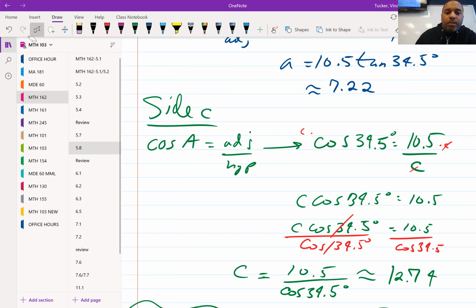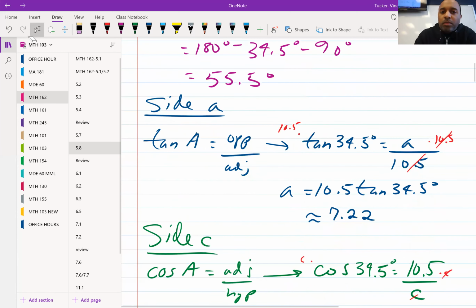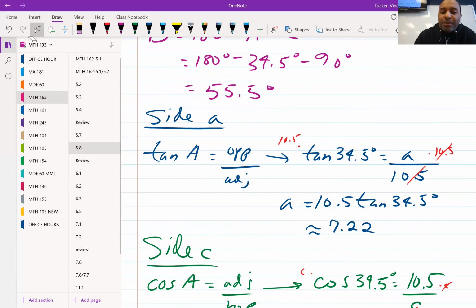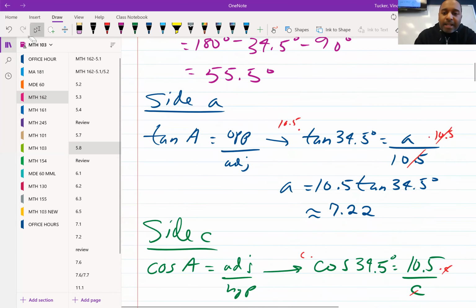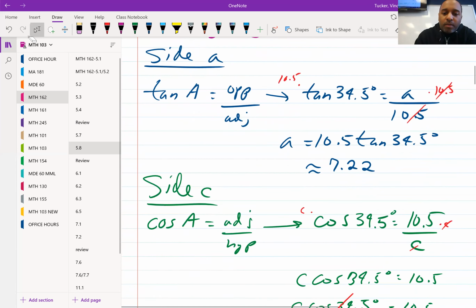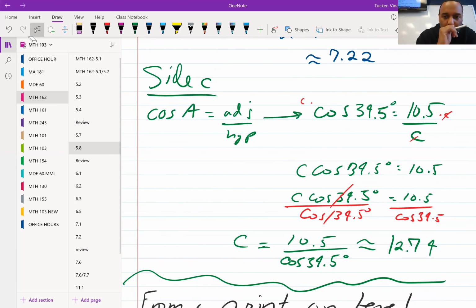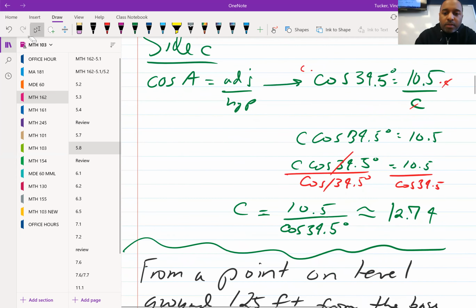All right, questions. Those are our three pieces. 55.5 for angle B. Side A is 7.22. Side C, 12.74. All right, can I scroll up? Everybody good?